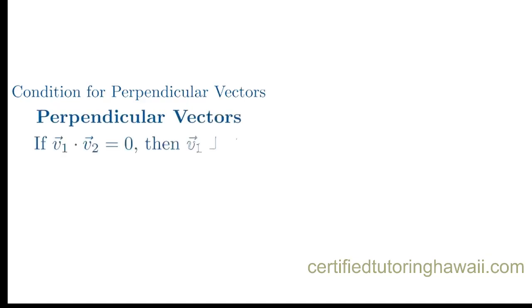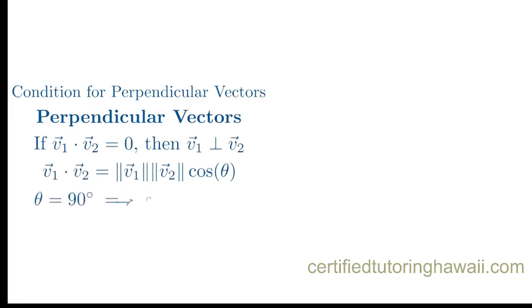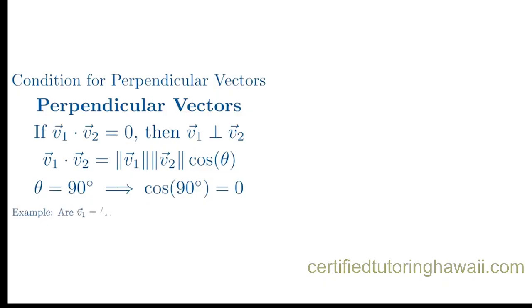The dot product's geometric formula gives us a very useful condition for determining if two vectors are perpendicular. Two vectors are perpendicular, or orthogonal, if and only if their dot product is 0. Why is this true? Well, if two non-zero vectors are perpendicular, the angle theta between them is 90 degrees. The cosine of 90 degrees is 0. Since the dot product is the product of their magnitudes and the cosine of the angle, the dot product must also be 0.